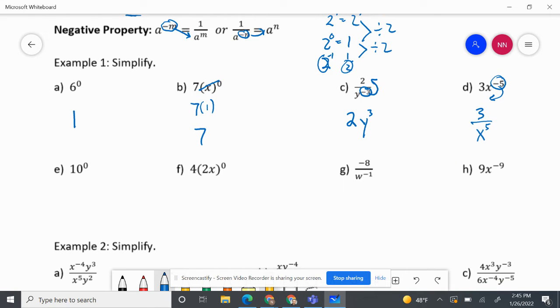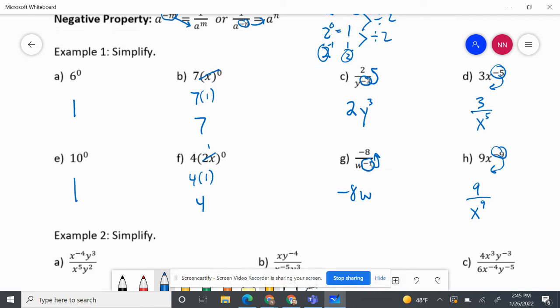Looking at the next ones, these are similar. 10 to the 0 is 1. 2x to the 0 is 1. 4 times 1 gives us a 4. Here we have a negative exponent, so we bring it up. Negative 8w to the first, or you could just put w. Here we have a negative exponent, so we bring it down. 9 over x to the ninth.